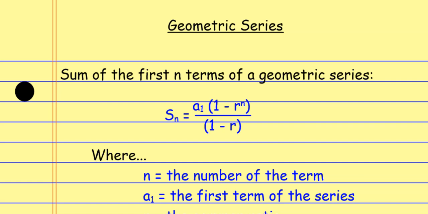geometric series. The only difference between a sequence and a series, once again: in a geometric sequence, I just have the terms listed, but in a geometric series, I'm going to add those terms together. And so here's the formula for finding the sum of the first n terms of a geometric series.